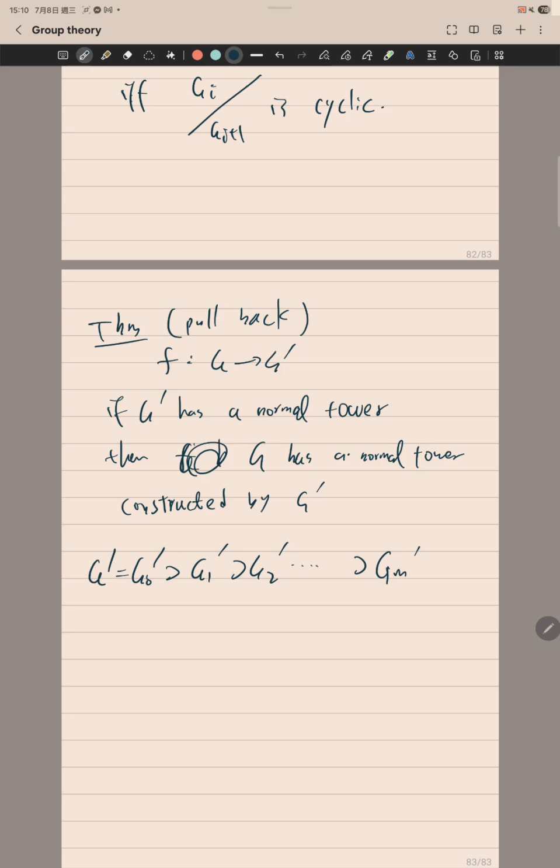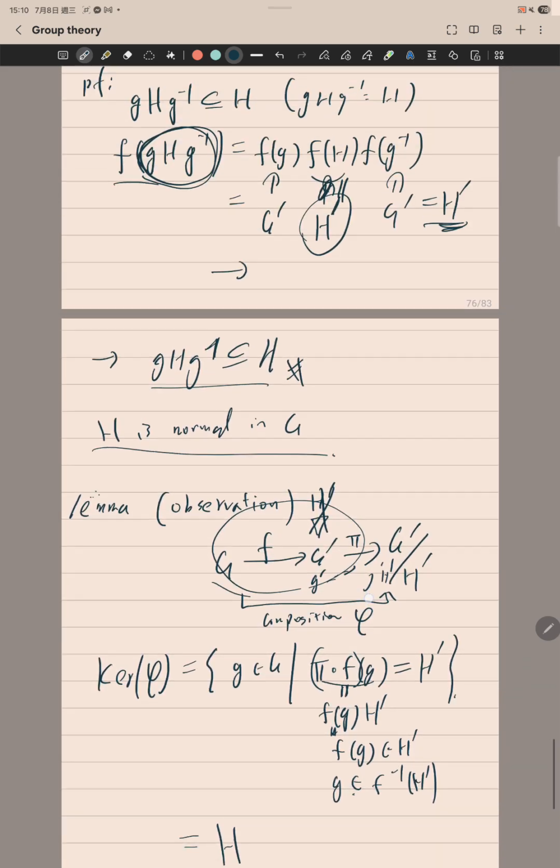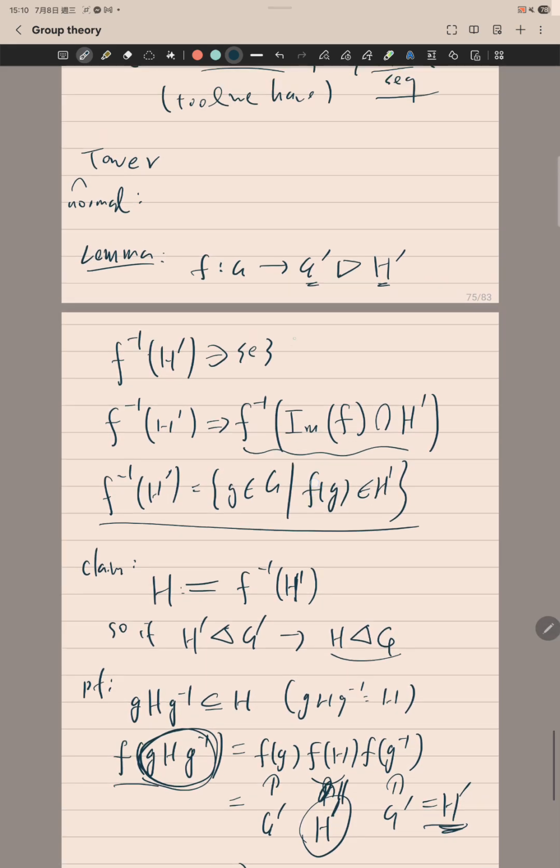Then we have this f, so I can do a pre-image, because now I have a G here. This is G0, which is the same as G. The pre-image of this will give you some G1, then G2, up to Gn, and obviously they are all normal subgroups. Because in the previous video we showed that if you have a normal subgroup of G prime, then the pre-image, call it H, is still normal in G.